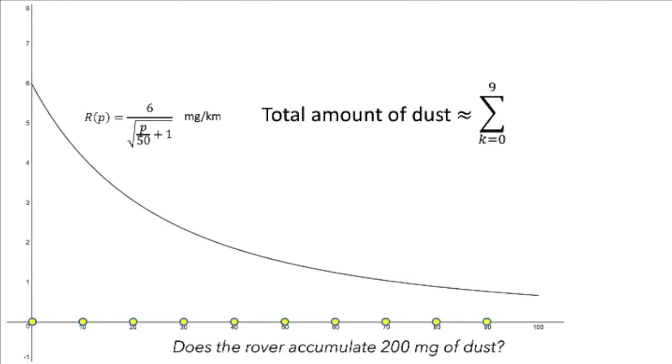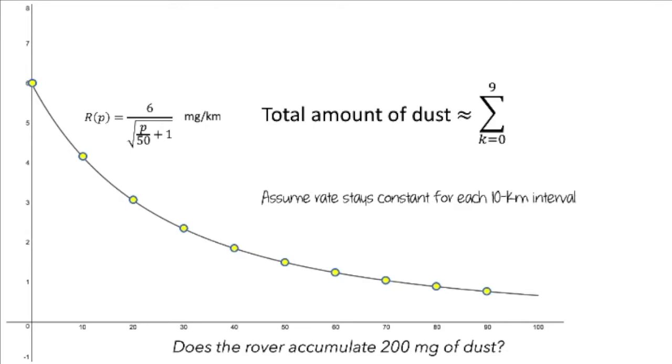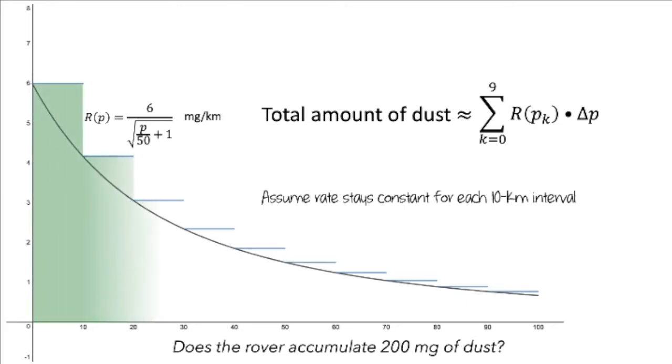Then we need to find the rate of dust accumulation. We can take these rates from the start of each interval. And then we assume that rate stays constant for each 10-kilometer interval, which will make our graph look like this. We know we're using the rate of accumulation at the start of each interval. Then to find the amount of dust that accumulates in each interval, we multiply the rate of accumulation in each interval by the change in position for each interval, which makes our graph look like this.